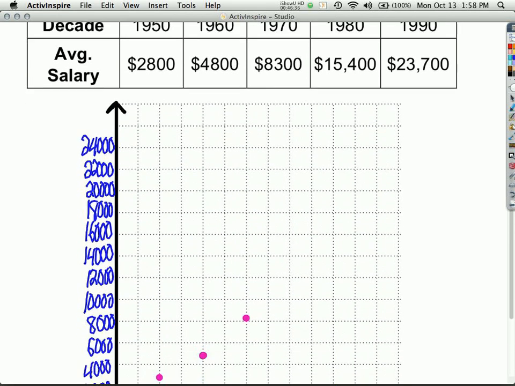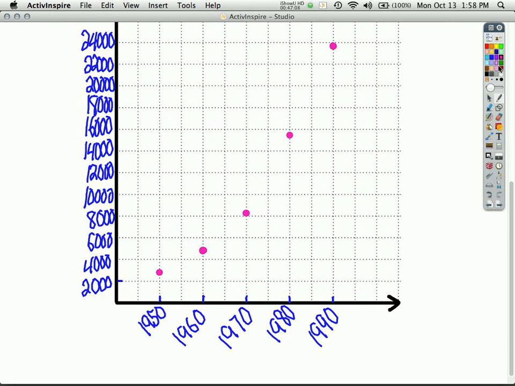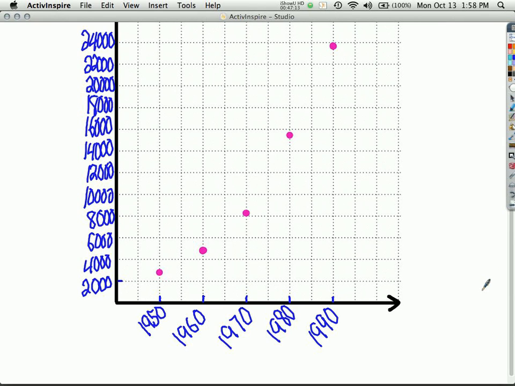And then we've got 1980, 15,400. So now we've got 14,000, 16,000. 15,000 is halfway, but then we got 15,400, so we're going to go up a bit, right about there. And then we've got 1990, 23,700 is very close to 24,000, right there. And so, from the data and from setting up a quality graph, we are able to see the trend of the data very easily.